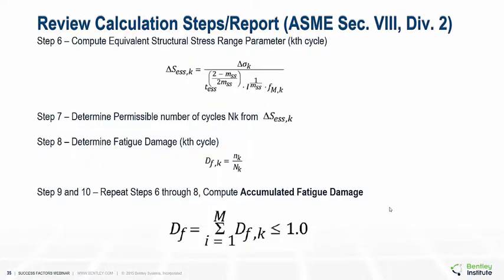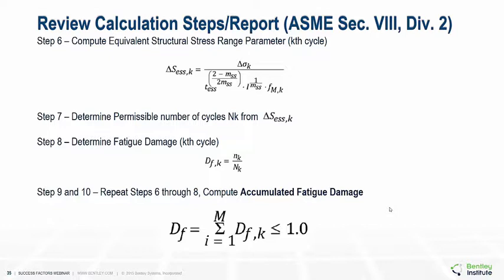In step 6, the equivalent structural stress range parameter for the kth cycle, which is denoted as delta S_ESS, is obtained. The terms for this parameter calculation come from the local nonlinear structural stress range delta sigma k and a few other parameters that are calculated based on the various stress-strain parameters from step 3. The next step, step 7, is used to determine the permissible number of cycles n_k based on the structural stress range parameter for the kth cycle, which is delta S_ESS, computed in step 6 above.